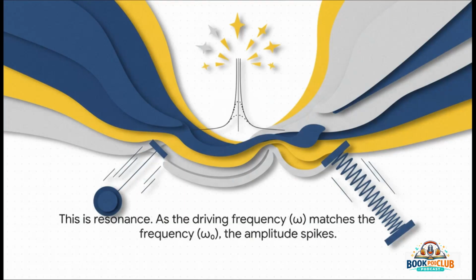And this graph shows it perfectly. The vertical axis is the amplitude, how high the swing goes. The horizontal axis is the frequency of your push. Now watch. As your pushing frequency gets closer and closer to the swing's own natural frequency, omega naught, the amplitude just skyrockets. The system basically soaks up the energy and goes wild. That dramatic peak is the telltale sign of resonance.